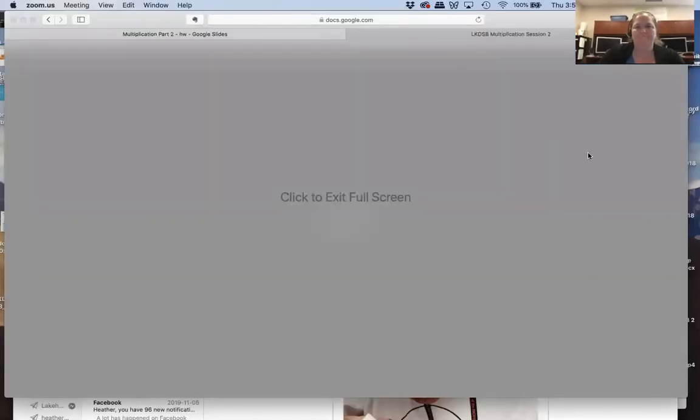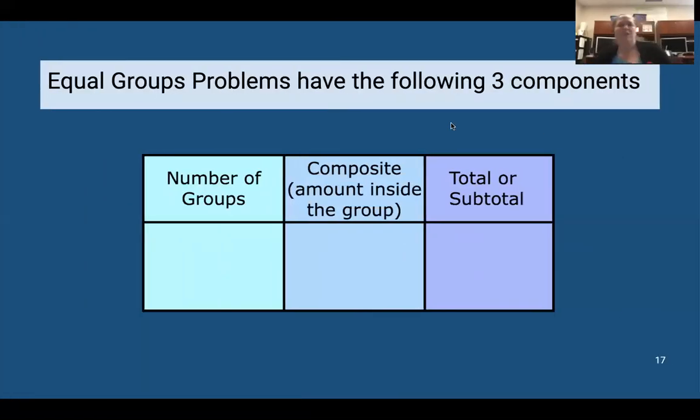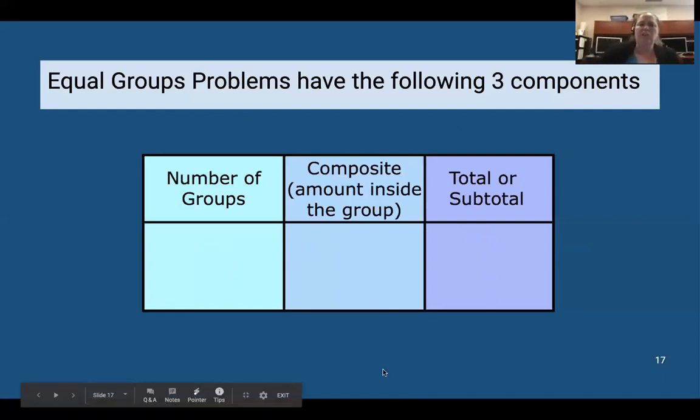Okay, so we're going to really dig deep into looking at this structure as we look at different ways of writing equal groups problems tonight.